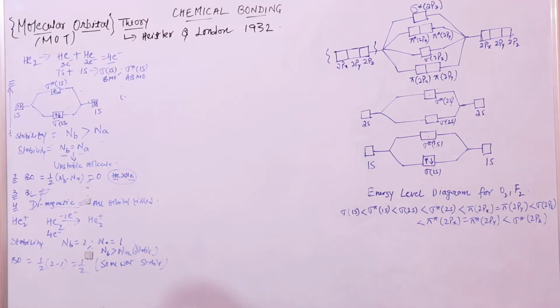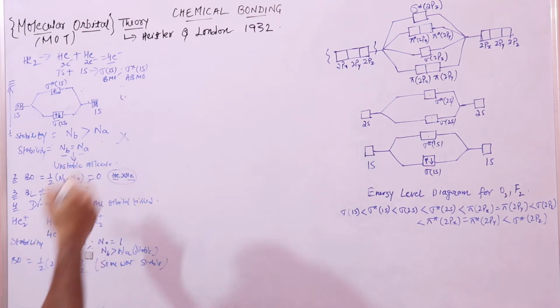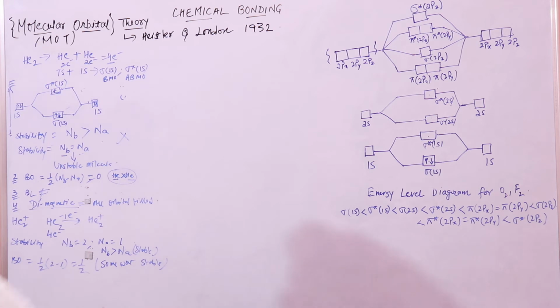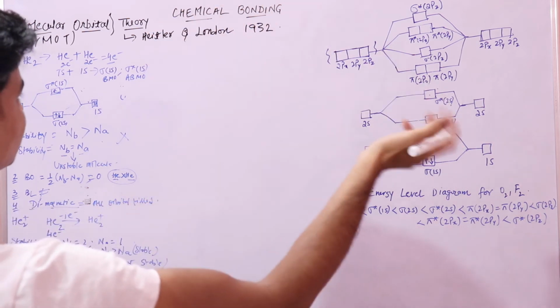So this is helium ion and helium molecule. From this we know that the helium molecule does not exist, right? Now let's take an example of some other molecule.